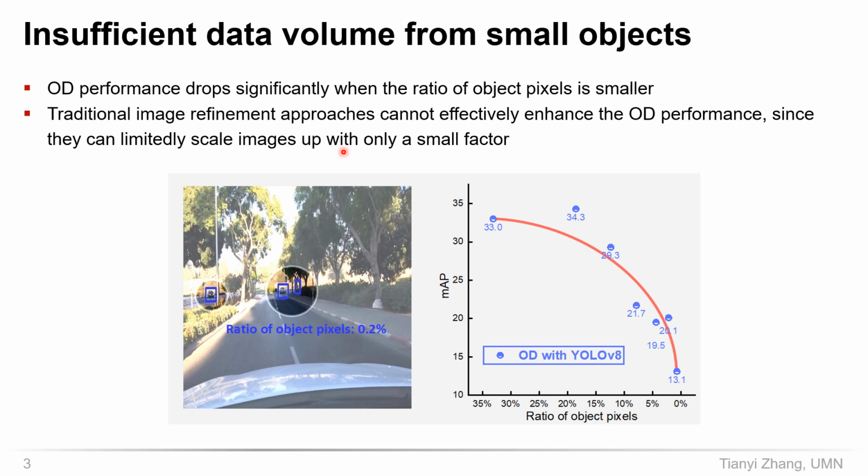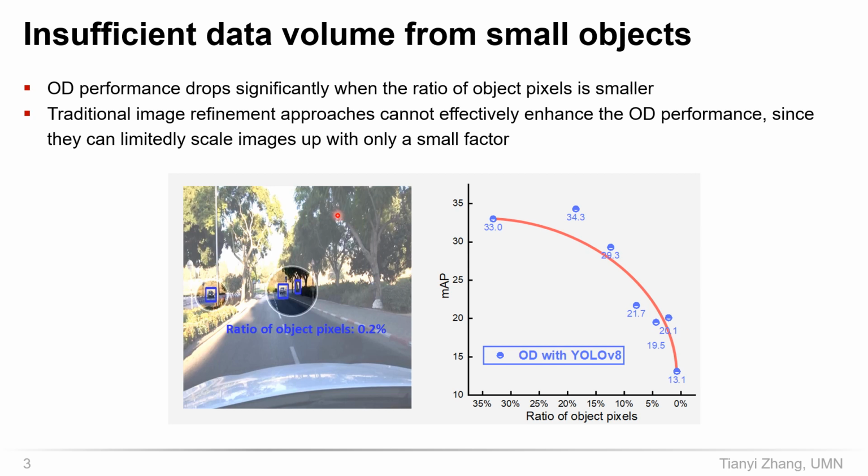Object detection is a very important task, especially for real-world scenarios like autonomous driving. As you can see in this image, the objects are very small, and the ratio of these object pixels to the whole image is only 0.2%. So we don't have enough data volume for accurate object detection. In the right image, we run experiments for different ratios of object pixels. As you can see, when the ratio gets smaller, the performance, like the mAP, decreases significantly.